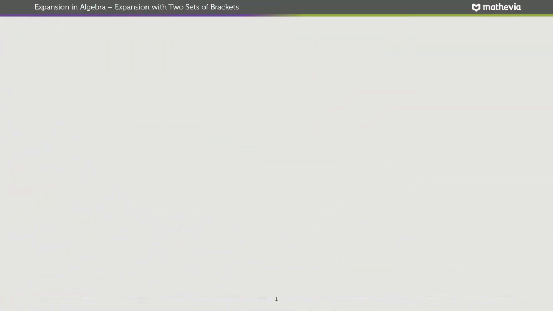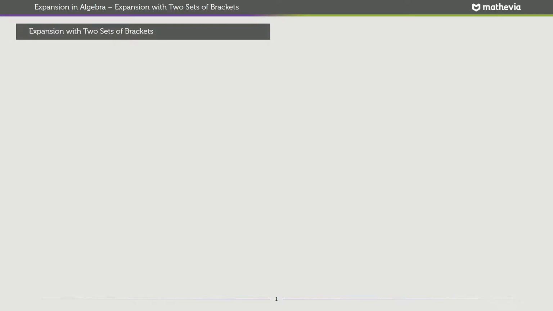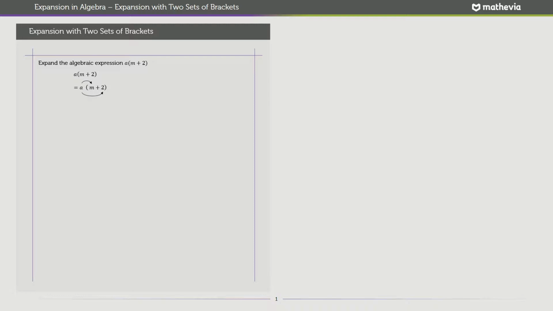So, expansion in algebra, expansion with two sets of brackets. Now let's do some recap. In the last lesson we learned to expand a standard algebraic expression in this form: a multiplying m plus 2. To expand this you go a times m plus a times 2, and what you have in the end is am plus 2a. Simple. Now what if you had a situation like this?